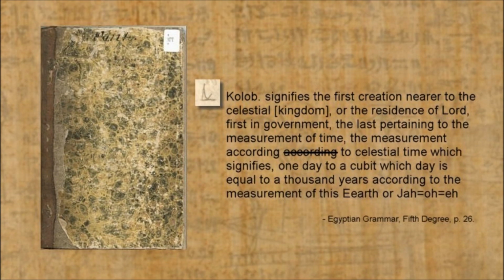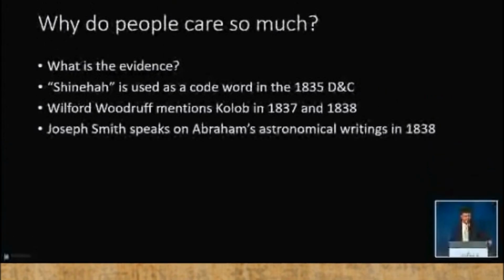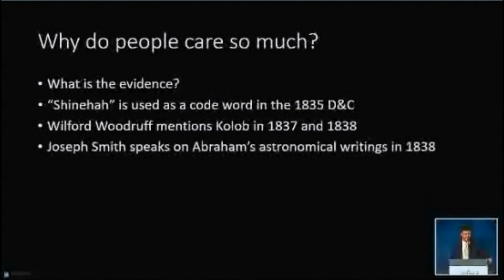This is what the last entries in the Gale are all about. So Joseph Smith in 1838 doesn't have to be referring to Abraham 3. Muhlestein is also aware that an entry in Joseph Smith's journal for the 1st of October states, "This afternoon labored on the Egyptian alphabet in company with brothers Oliver Cowdery and W. Phelps. The system of astronomy was unfolded." At any rate, Muhlestein's reference to Smith's 1838 sermon does not support his reverse translation theory.